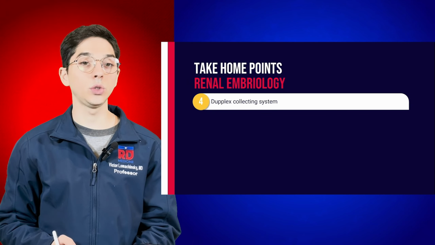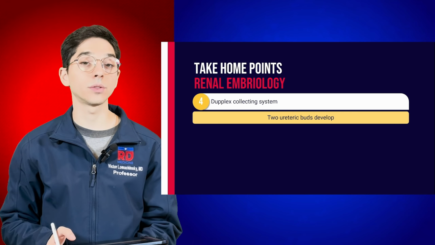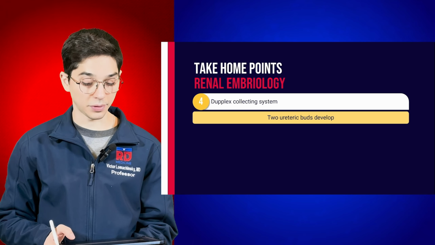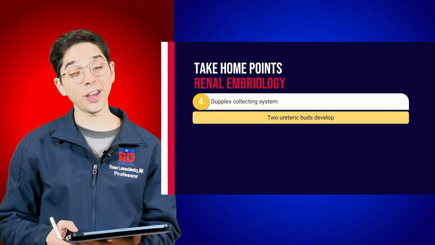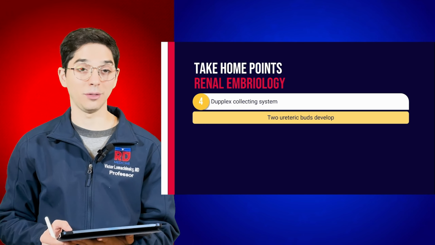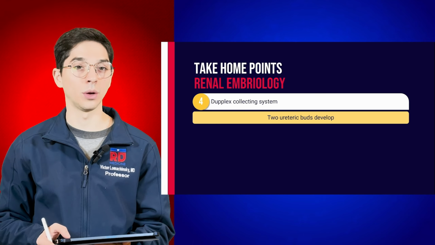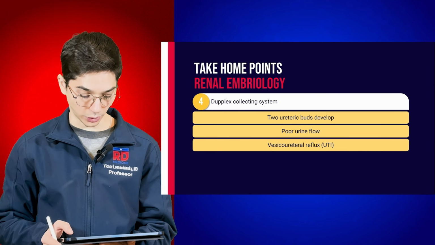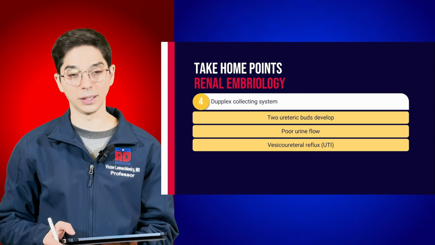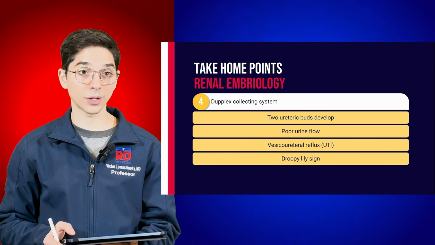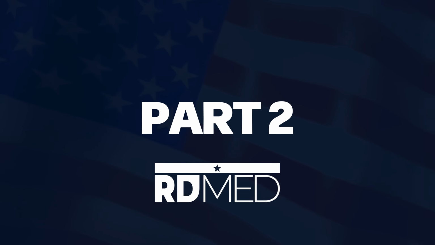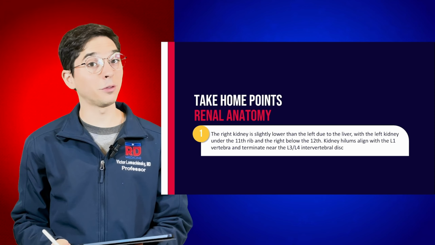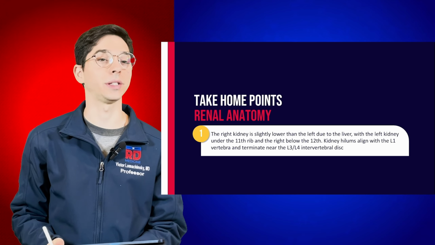And finally, a duplex collecting system arises from two ureteric buds developing on each side. Now that leads to failed ureter development. Even though you have two, they're not as good. So you can have poor urinary flow with vesicoureteral reflux leading to UTIs, and you can see that radiological drooping lily sign.